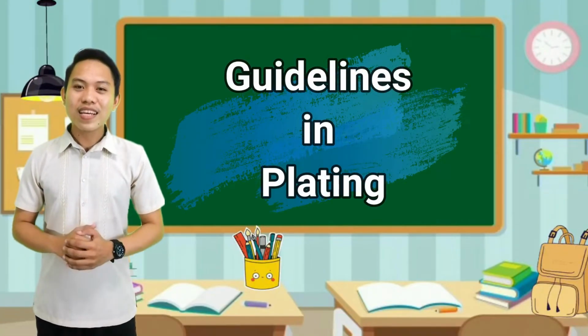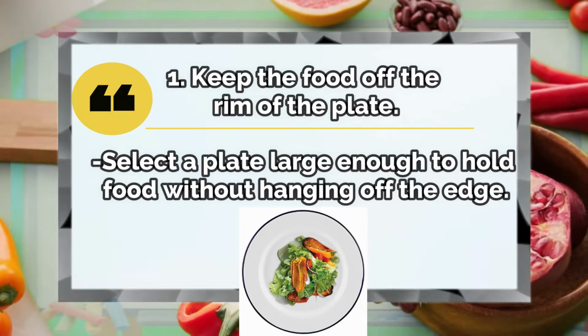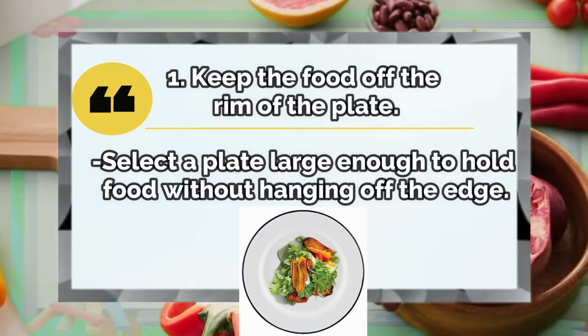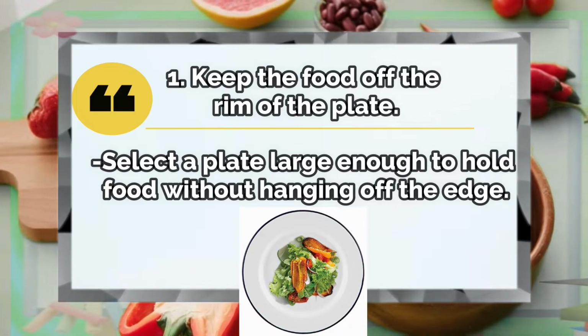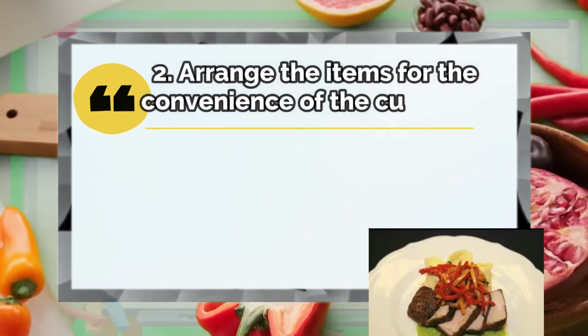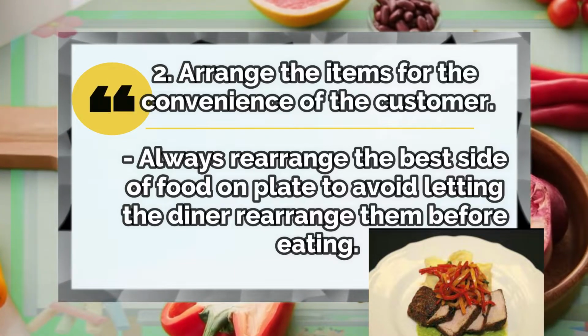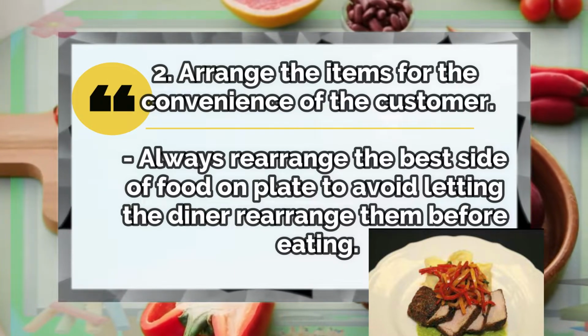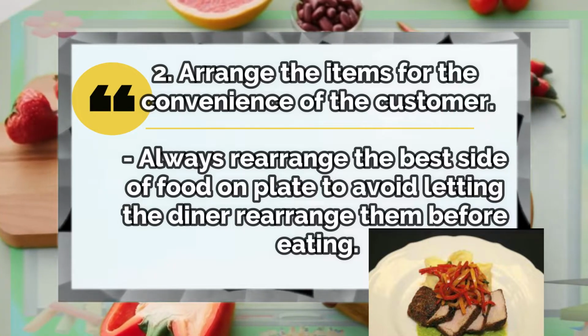And now, let us enumerate the guidelines in plating. First in the guidelines in plating is to keep the food off the rim of the plate. It means to select a plate large enough to hold food without hanging off the edge. Second in the guidelines in plating is to arrange the items for the convenience of the customer. Always arrange the best side of food on the plate to avoid letting the diner rearrange them before eating.